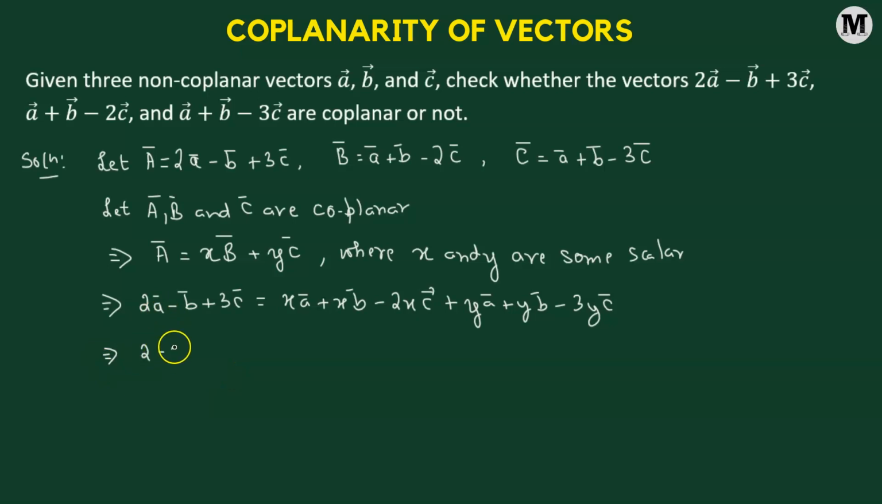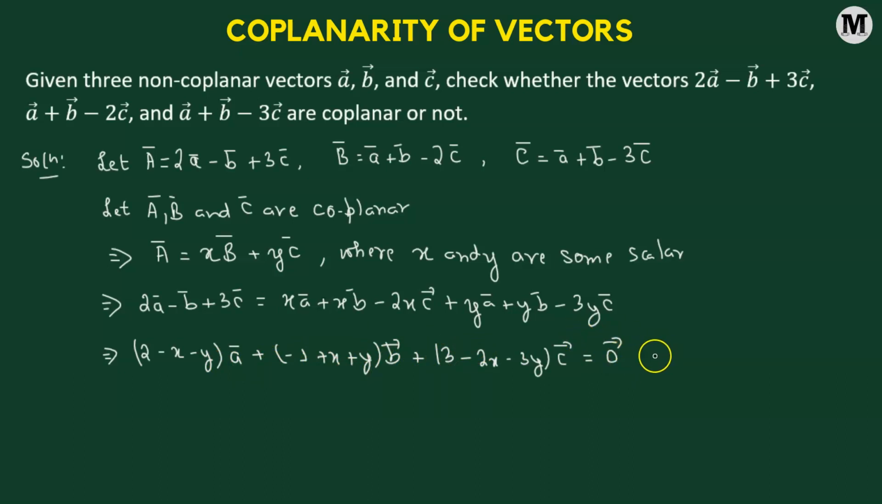So we have 2 minus x minus y, multiplied to A vector. This gets added to negative 1 plus x plus y, multiplied to B vector. And then we have 3 minus 2x minus 3y multiplied to C vector. This is going to be equal to the null vector. Here I'm choosing a null vector because on the left hand side we're operating with vectors, so we have addition of vectors. Whenever we're operating with vectors, it's logical that we should get a vector on the right hand side.